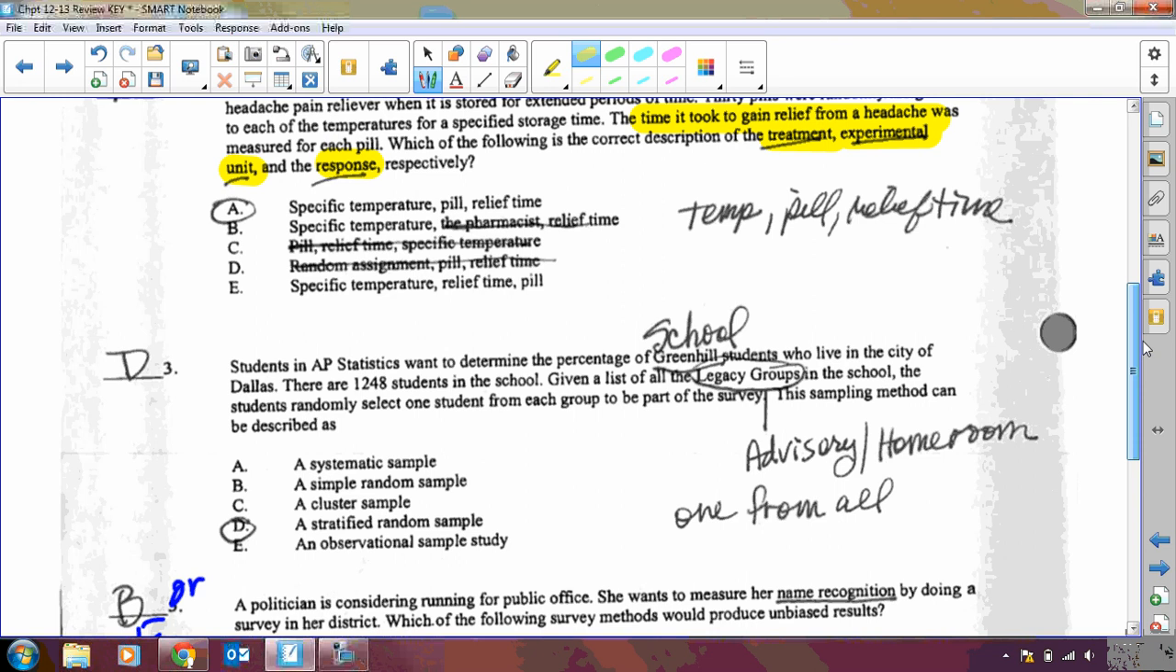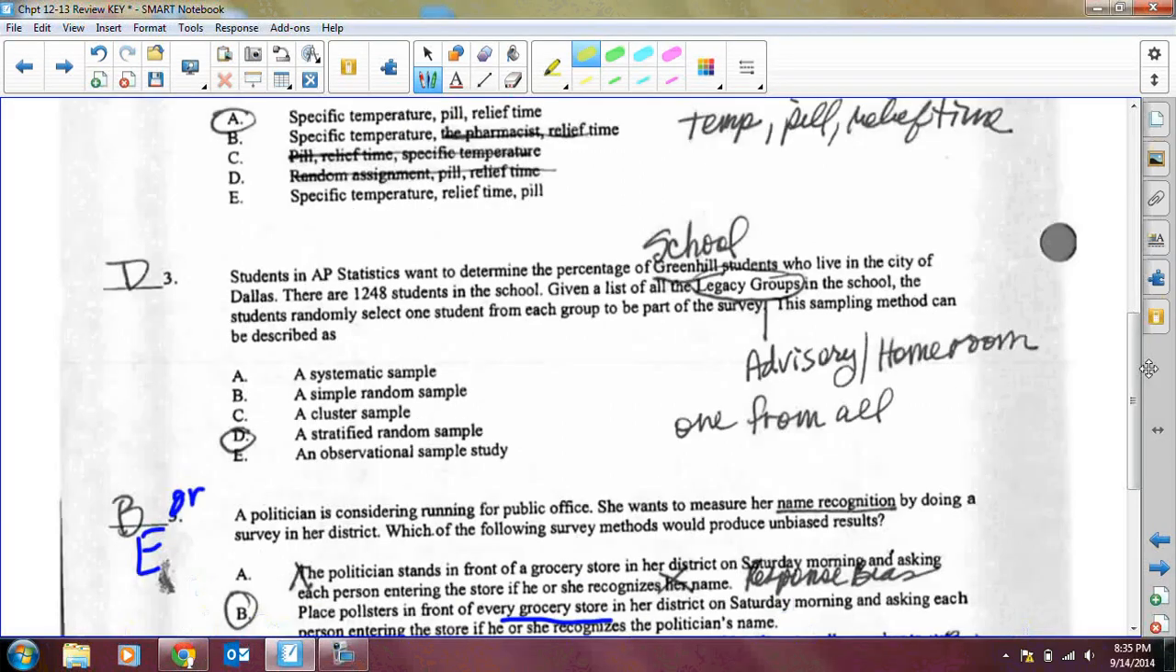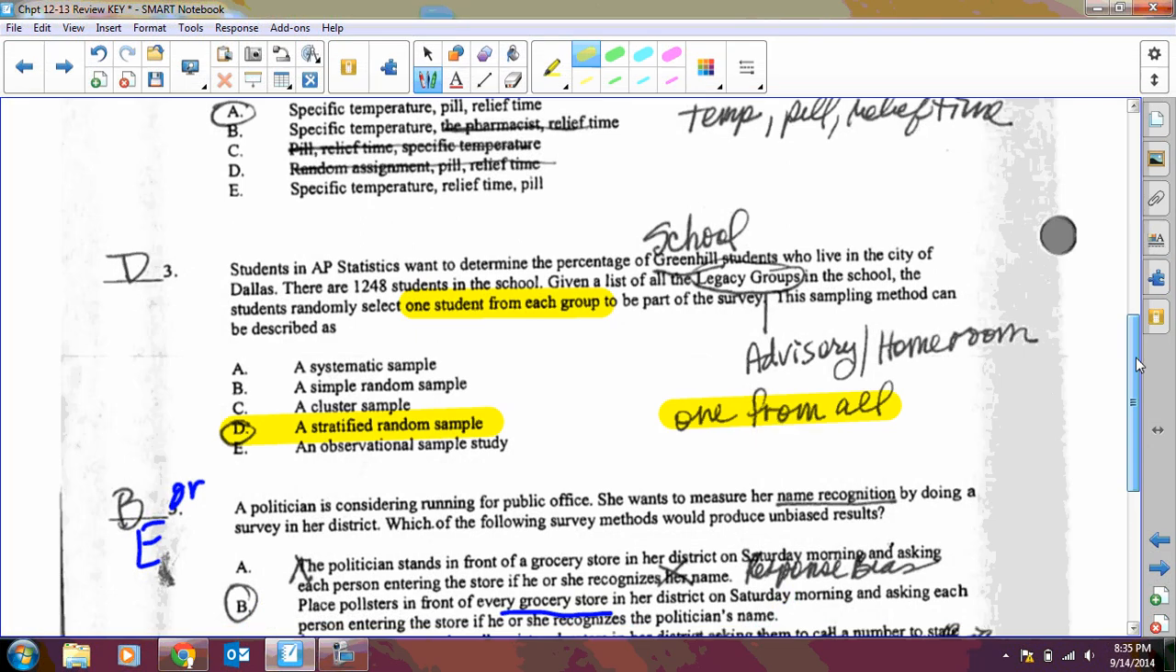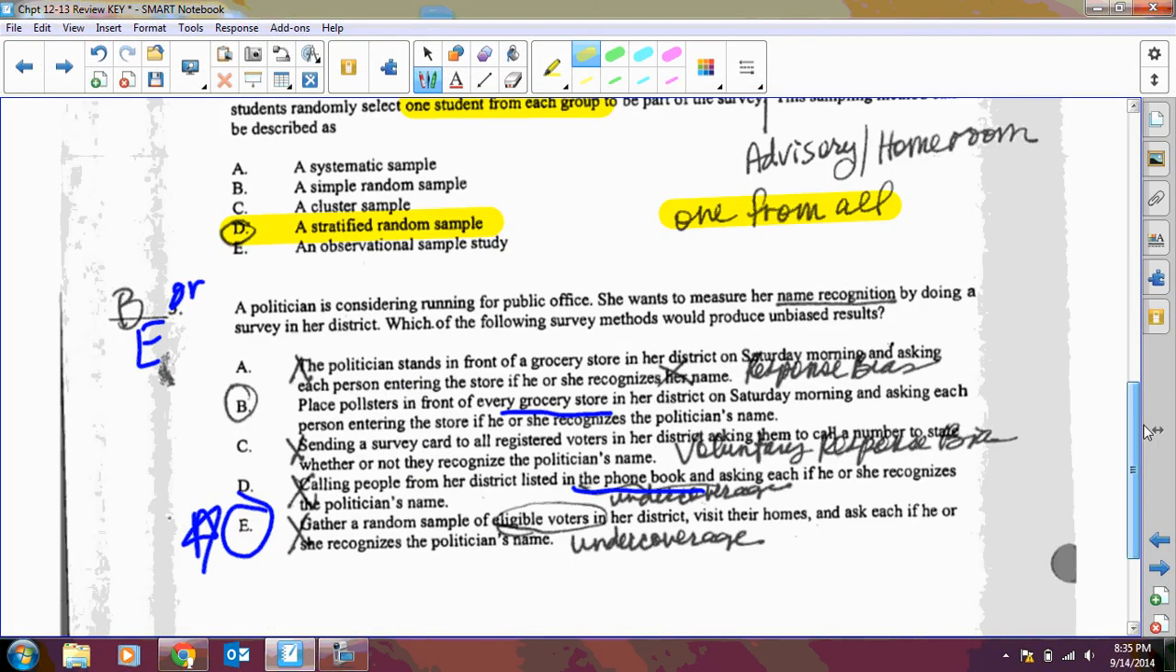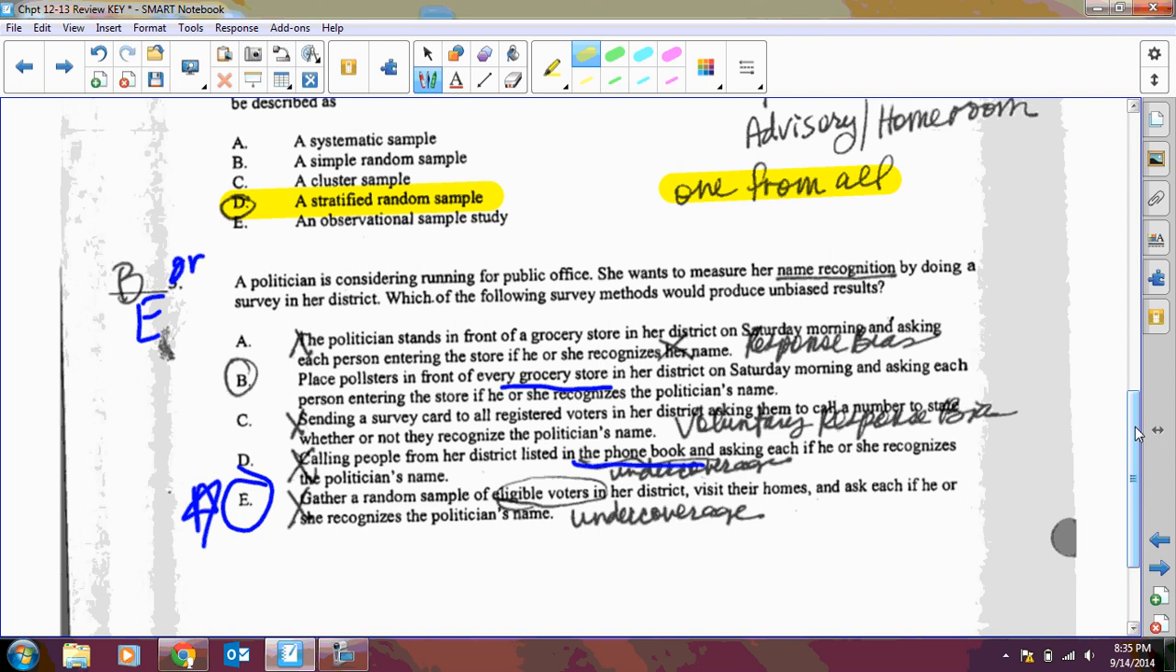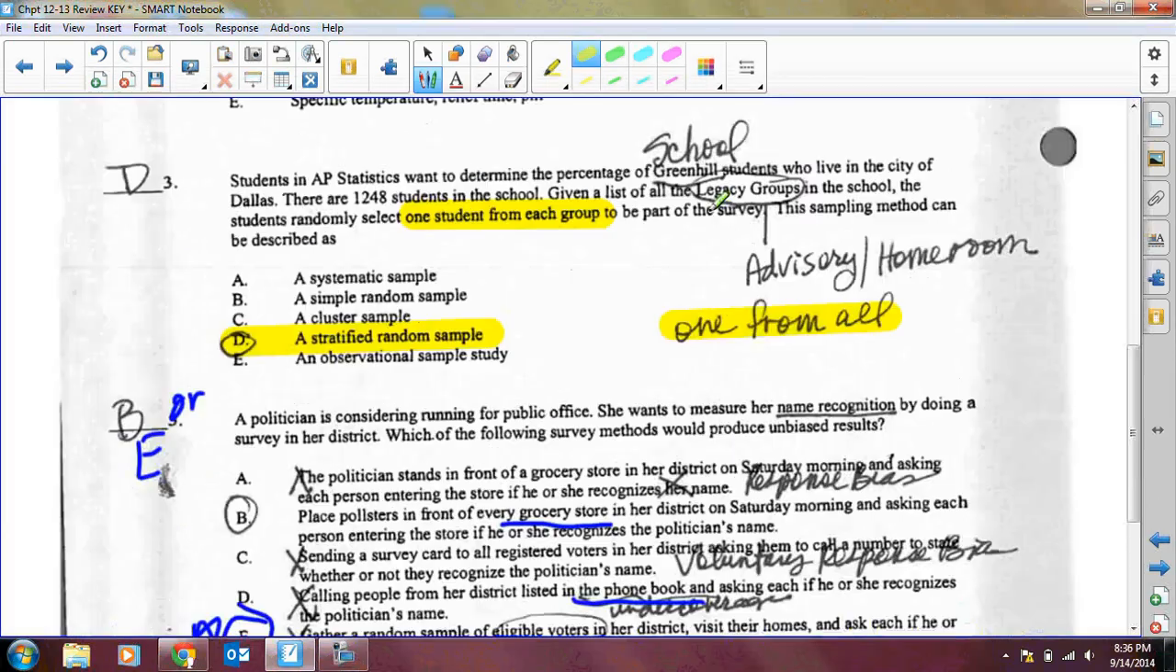Next is D. The legacy groups of this school are kind of like taking a homeroom, but since they described selecting one student from each of those groups, that's like saying some from all, and so those would be a stratified random sample. Because they took some or one from all, that's stratified. Clustering would have been if they picked one or a few of those legacy groups and sampled all of it.